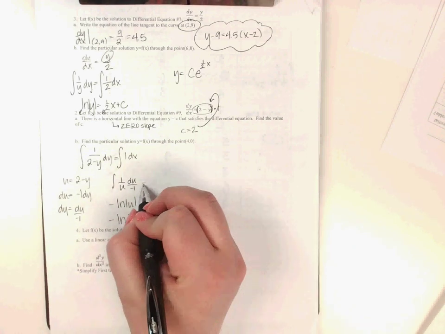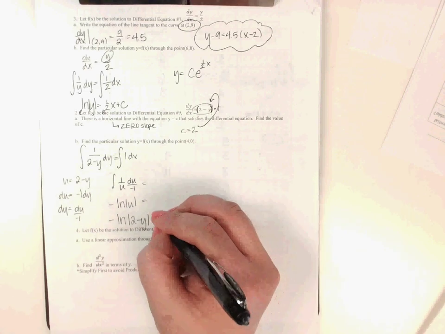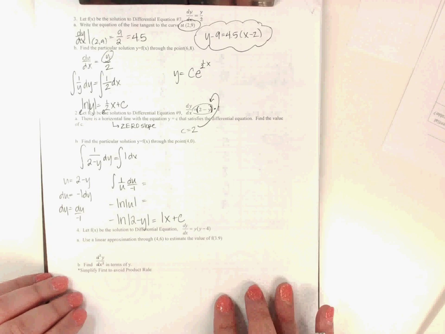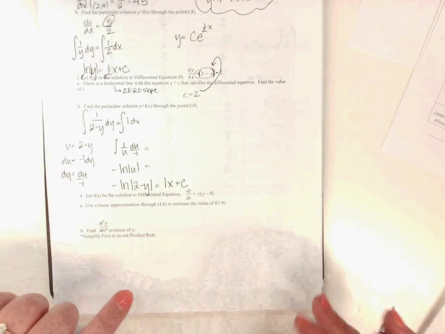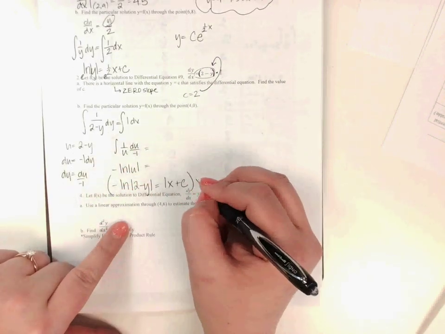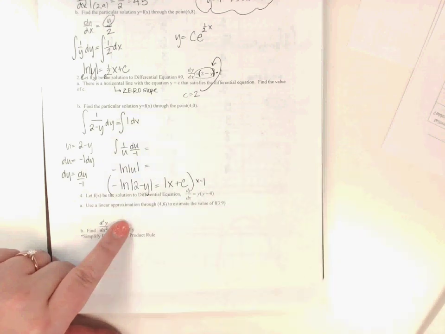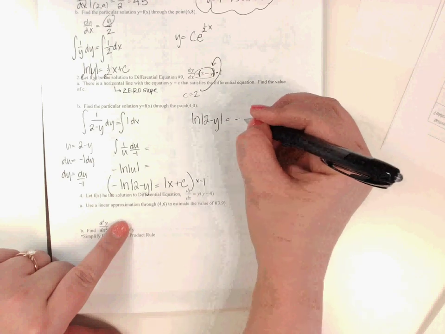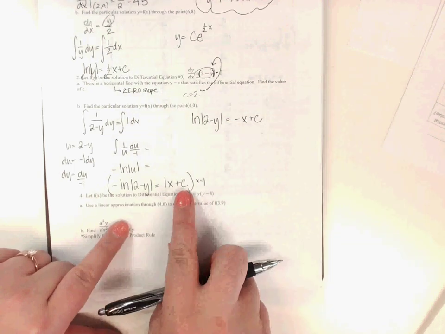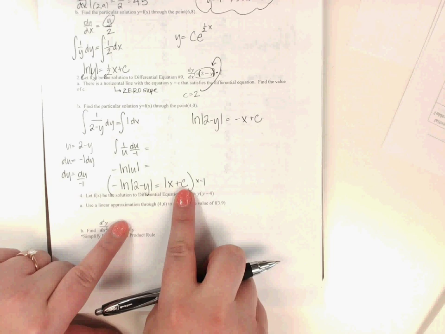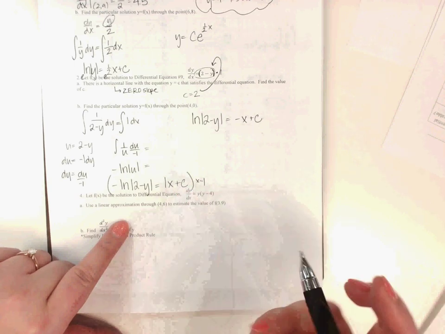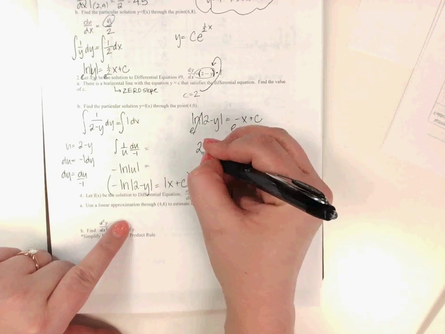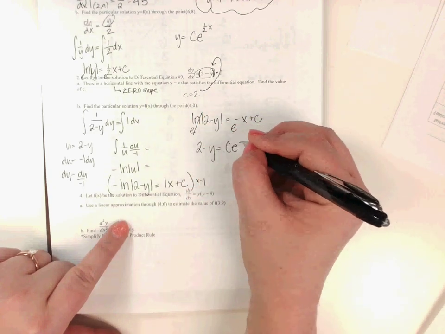What is the integral of 1 on the other side? 1x plus c. And can I e both sides immediately with that negative where it is? No. So you'll have to multiply everything by negative 1 and then e both sides. So you'll have ln of 2 minus y equals negative x plus c. Why do I not change the c? You didn't know what it was anyway, so you don't care yet. Okay, e both sides: 2 minus y equals c e to the negative x.